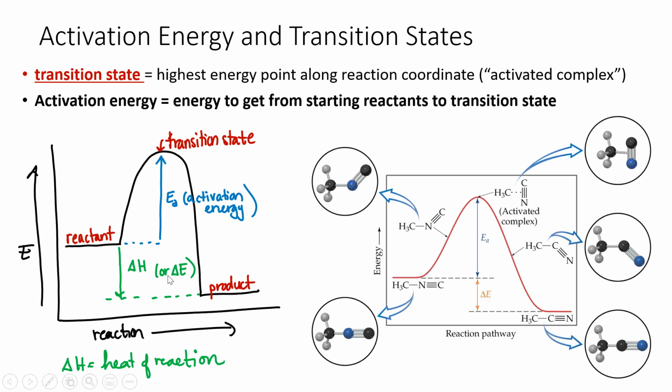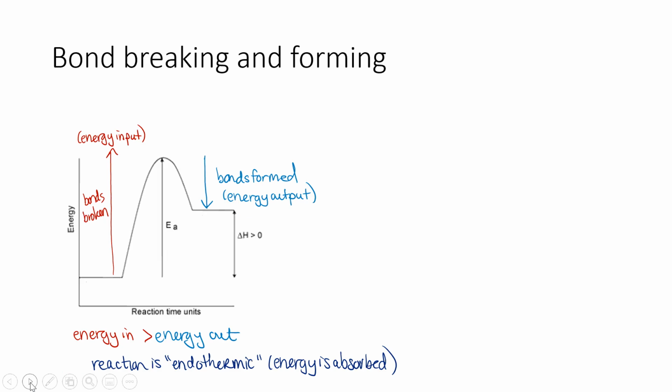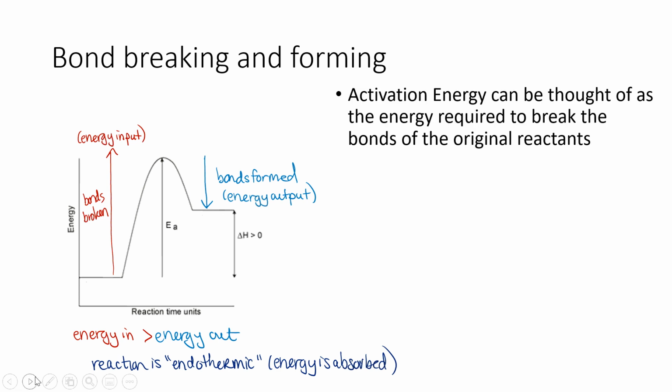We use those in chemistry here interchangeably. And there we go. So let's talk about how this relates to what's happening physically with the breaking and forming of bonds. So we've got some energy input and some energy output. And you can think of that activation energy, the energy input, as the energy required to break the bonds of those original reactants.